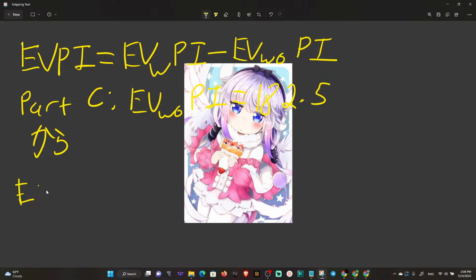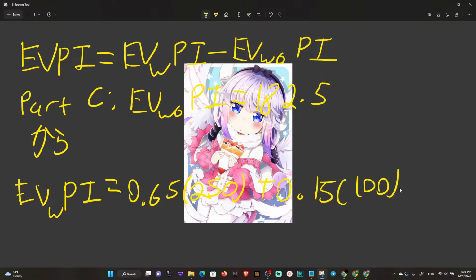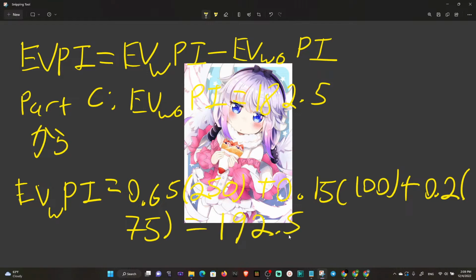Back to our regular schedule program. EVWPI will be equal to 0.65 multiplied by 250, because 250 is the biggest one, plus 0.15 multiplied by 100, because they're both the same, plus 0.2 multiplied by 75, because that's the bigger of the two S3s, is equal to 192.5.